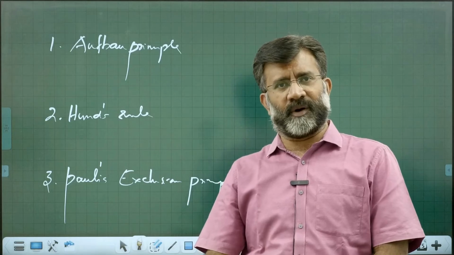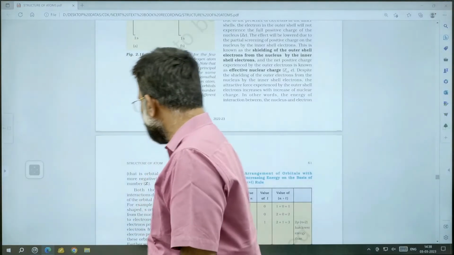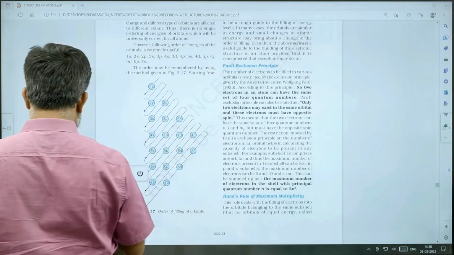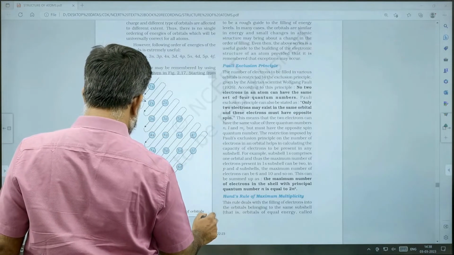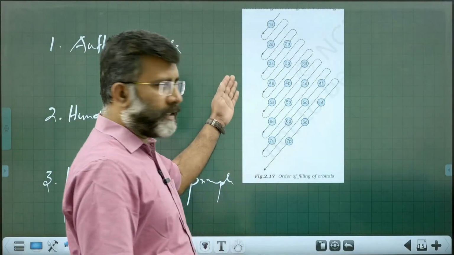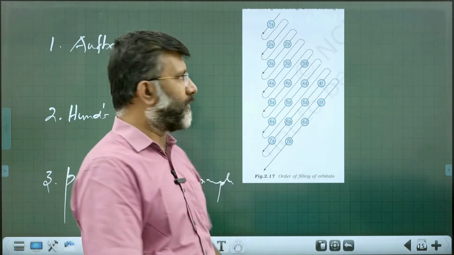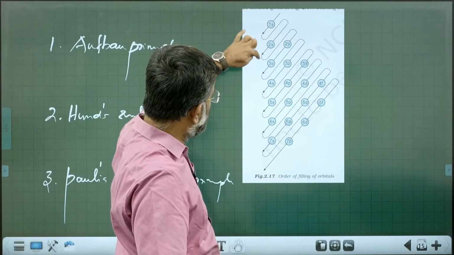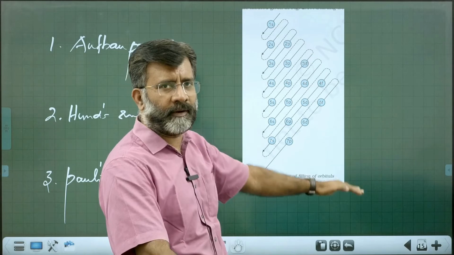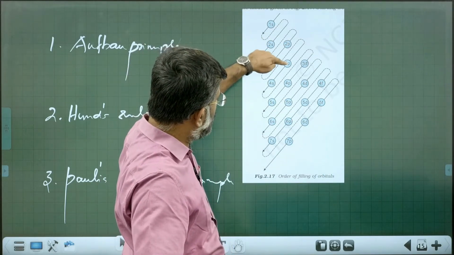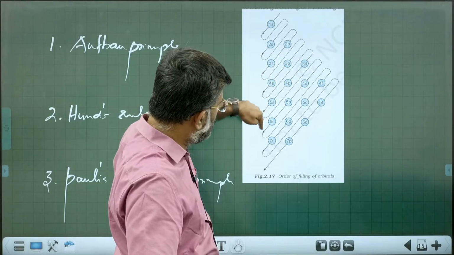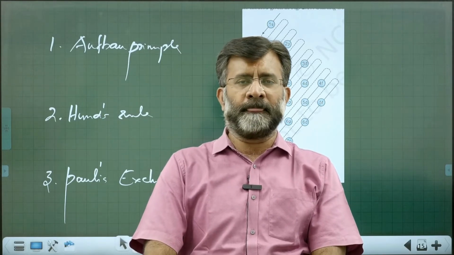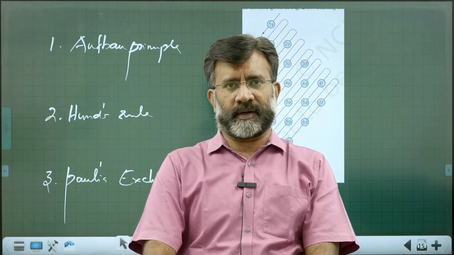How to get the increasing order of energy of orbitals? Hope you remember such a diagram. This diagram will help you to understand the increasing order of energy. You see the increasing order of energy? 1s minimum energy, 2s, 2p, 3s. You can follow this line and follow that order. 1s, 2s, 2p, 3s, 3p, 4s, 3d, 4p, 5s, 4d, 5p, 6s. That is the increasing order of energy of atomic orbitals in which you can fill the electrons.